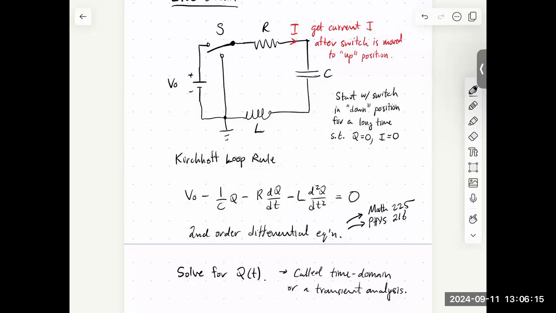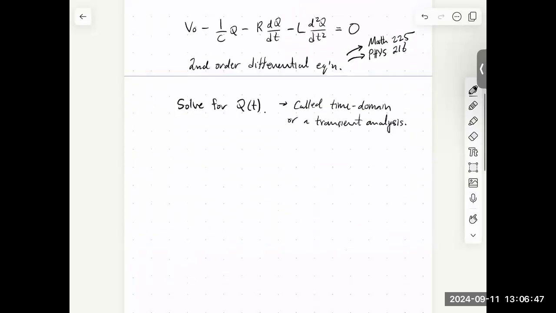Once we know Q of t, then we could calculate everything else, right? Because I could take its derivative, then find the current. Once I know charge and current, I can find the voltage across the capacitor at any time, the voltage across the resistor at any time. I take another derivative of the charge, or take a derivative of the current, then I know the voltage across the inductor as a function of time. So if I can find this, I can find everything else about that circuit. Okay.